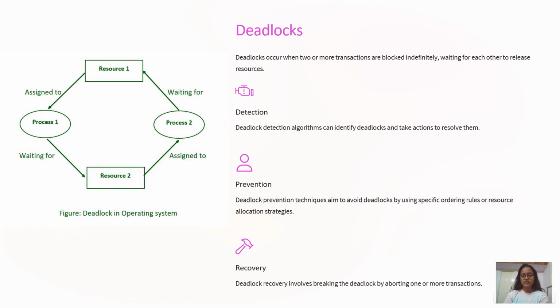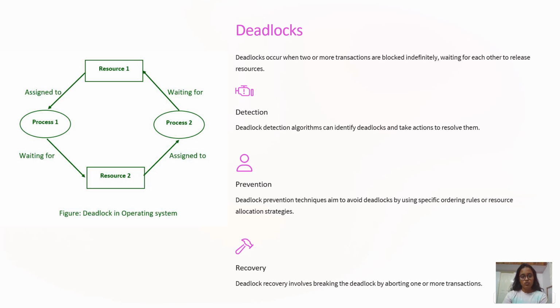So the next one we'll see is deadlock. Deadlocks occur in a database when two or more transactions are waiting on each other to release the lock. This creates a cycle of dependency that halts the progress of any process. For example, if transaction A holds a lock on the data item X.